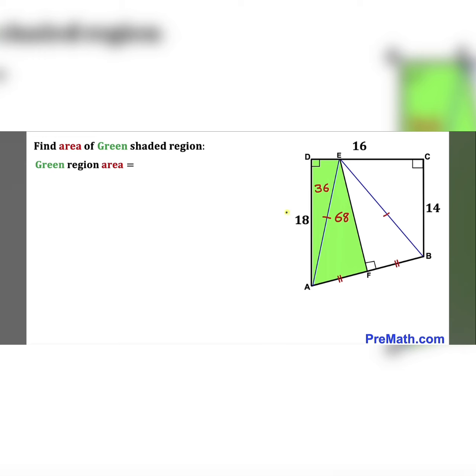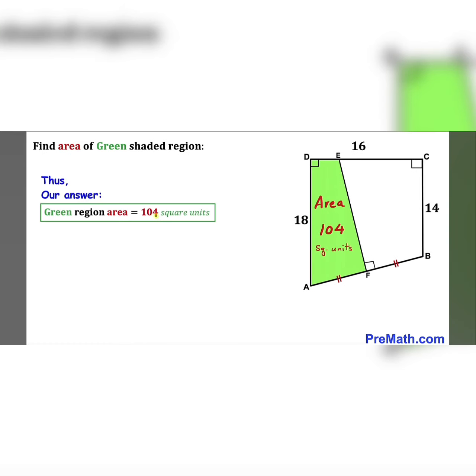And here's our final step. Let's calculate the area of this green shaded region. We are going to simply add these two individual areas, 36 plus 68. So therefore the green region area is going to be 36 plus 68. If we add the right hand side, that is going to give us 104 square units. So therefore the area of this green shaded region turns out to be 104 square units.